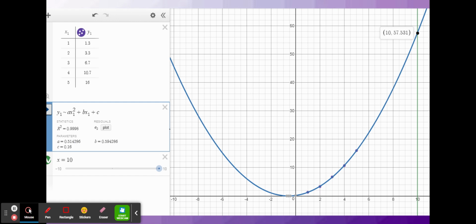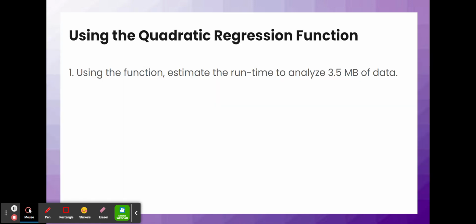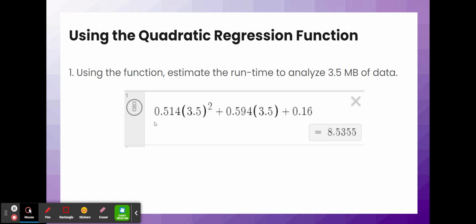So since it didn't say how to round it, we're going to round to the thousandths place. So our A value, our B value, and our C values to the hundredth, so we'll leave that one as is. And then we'll substitute in the X value, and instead of X, we'll put 3.5. So I've done that here.